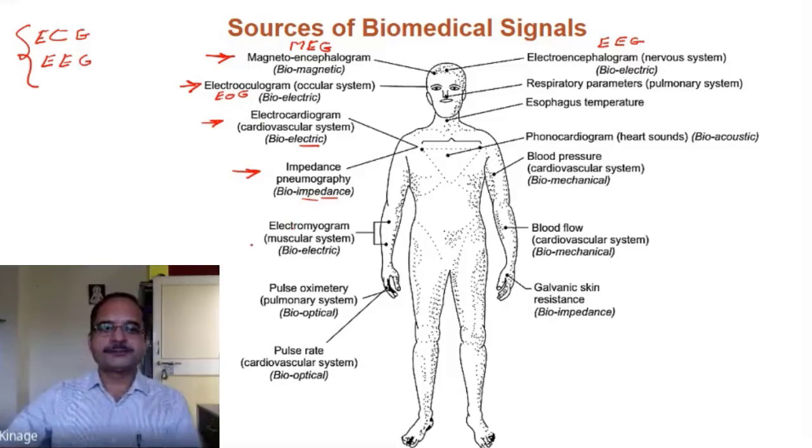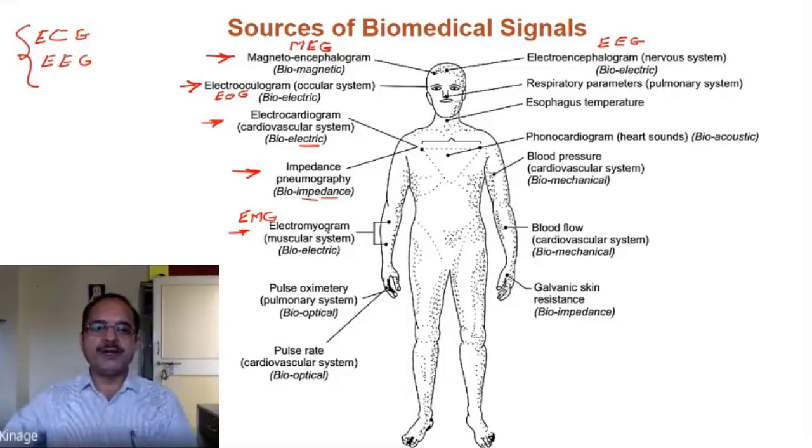Then next, electromyogram, so this is EMG. Electromyogram is related to our muscular system. When we perform some physical activity, our muscles produce some electric signal which can be measured. So it is also a bioelectric signal. That is EMG, electromyogram.